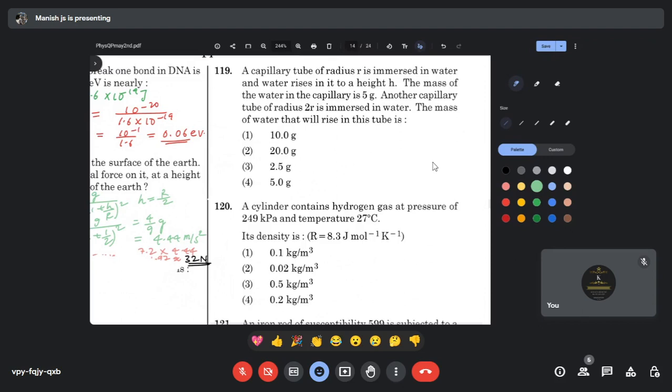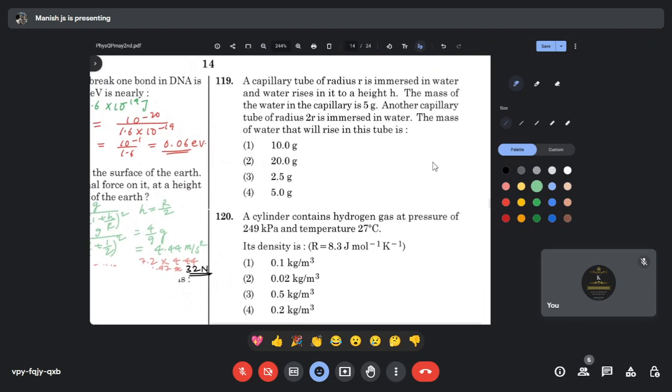A capillary tube of radius r is immersed in water and water rises to a height h. The mass of the water in the capillary is 5 gram. Another capillary tube of radius 2r is immersed in water. The mass of the water that will rise in the tube is?